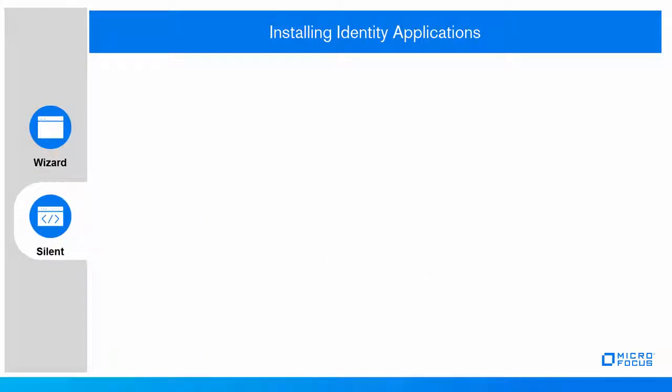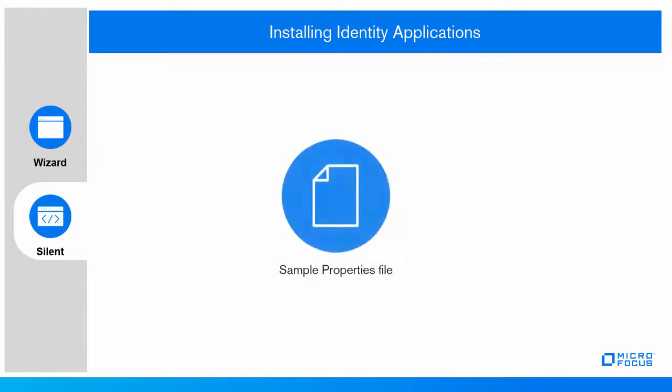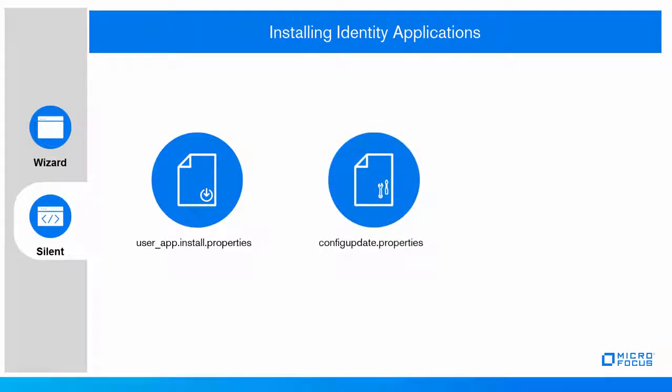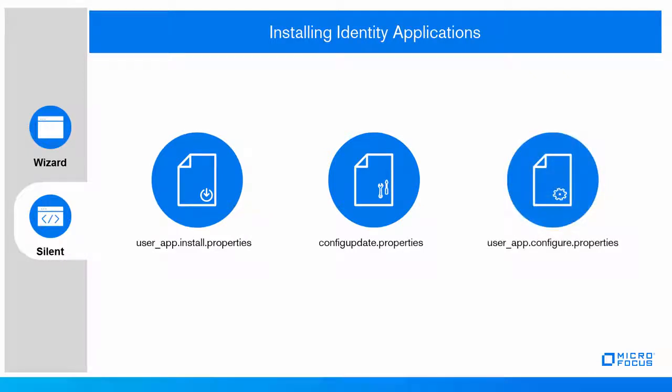Silent mode. Now let us perform a silent installation of the identity application. The Identity Manager media includes a sample properties file that you can customize for performing silent installation. The user app install properties file is used to install the identity applications. The config update properties file contains the settings to configure the rules-based provisioning module. After installation, you configure the identity applications using the user app configure properties file.